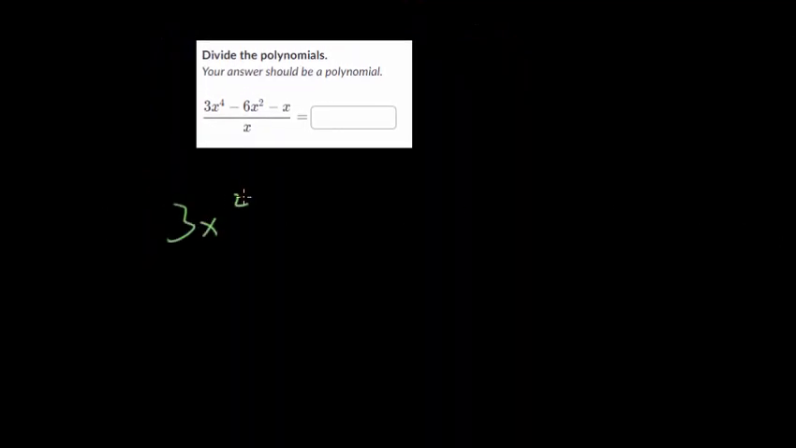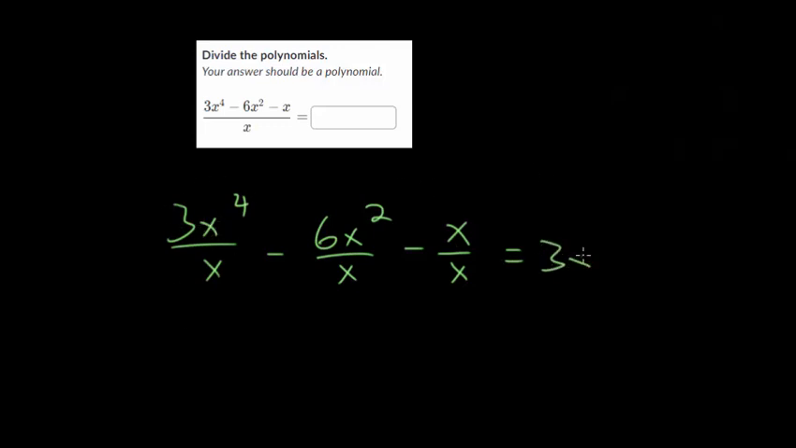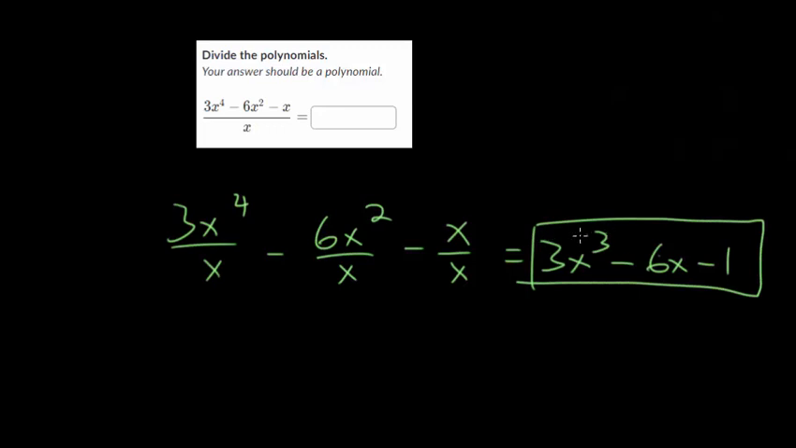So 3x to the fourth. That will be divided by x. Then we have the minus 6x squared divided by x, and then minus x divided by x. So this, the x will be reduced by 1. We get 3x cubed. This one becomes x squared reduced by 1, so that's just x, so 6x. And x divided by x we know is 1, so we get negative 1 there. So this 3x cubed minus 6x minus 1 would be our final answer.